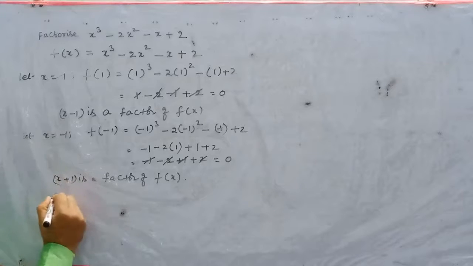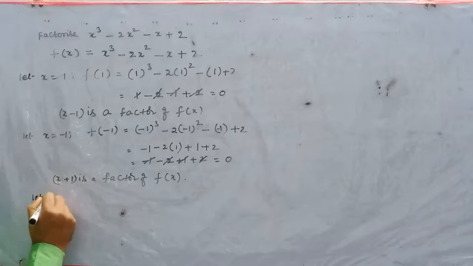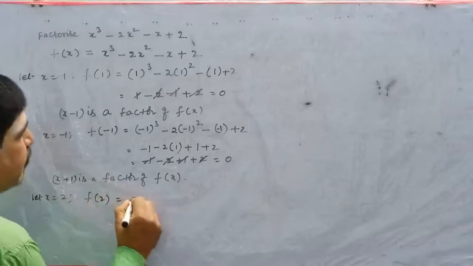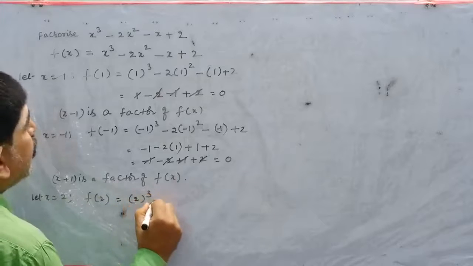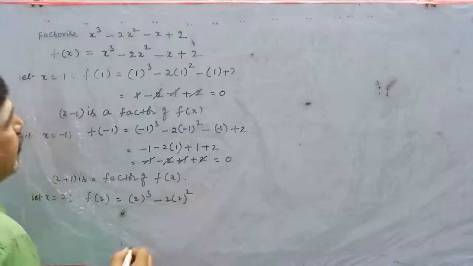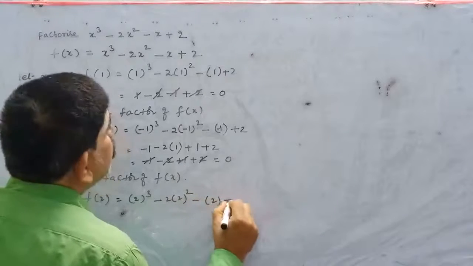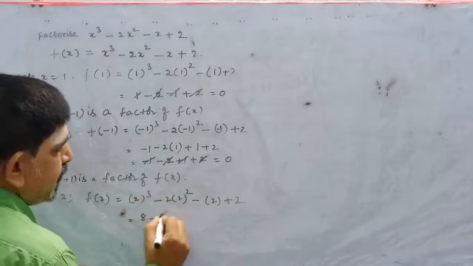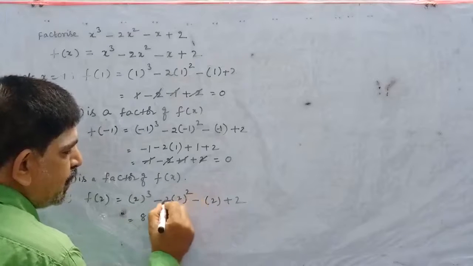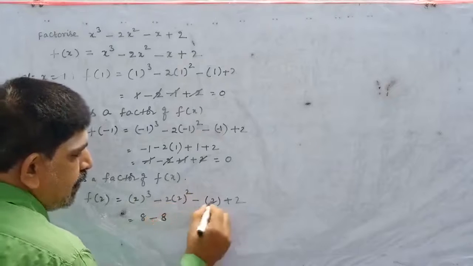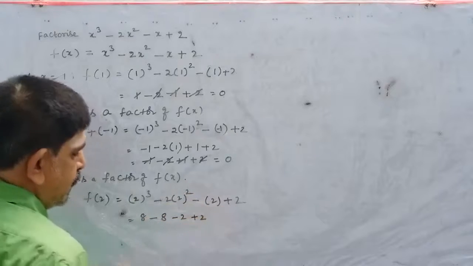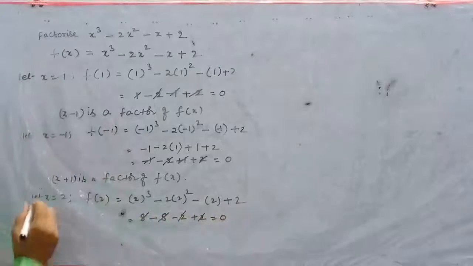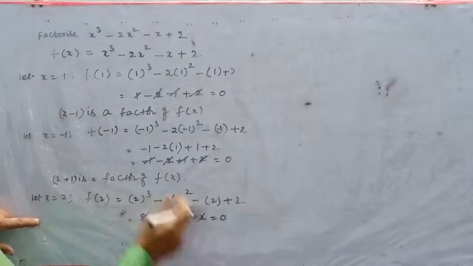So how to find? Let x is equal to 2 now. f of 2 is equal to 2 whole cube minus 2 into 2 whole square minus 2 plus 2. So this is equal to 8 minus 2 into 4, which is 8, minus 2 plus 2. Now plus 8 minus 8 gets cancelled, minus 2 plus 2 gets cancelled, 0. That means x is equal to 2 is a factor of f of x.